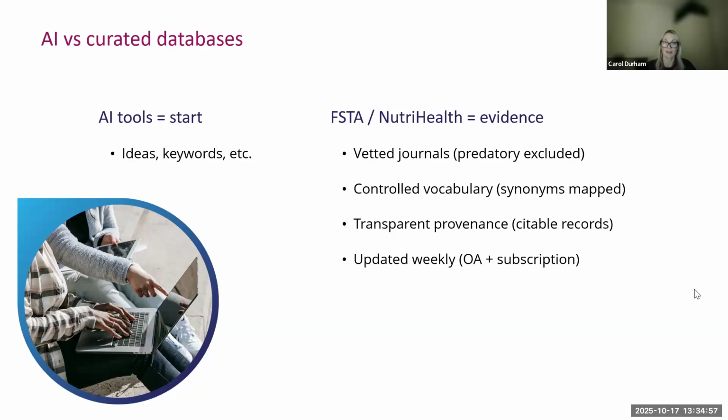In FSTA, journals are human vetted to exclude predatory titles. Records are anchored to the scholarly literature, and concepts are tied into that controlled vocabulary. So vitamin C, for example, also works on ascorbic acid, and nothing important slips past because of wording. Every hit is a citable publication with full metadata, and the index is updated weekly across both open access publications and subscription sources. So we suggest that you let AI help you decide what to look for, and then you use your library resource such as FSTA to confirm what's true, and you cite it correctly as well.